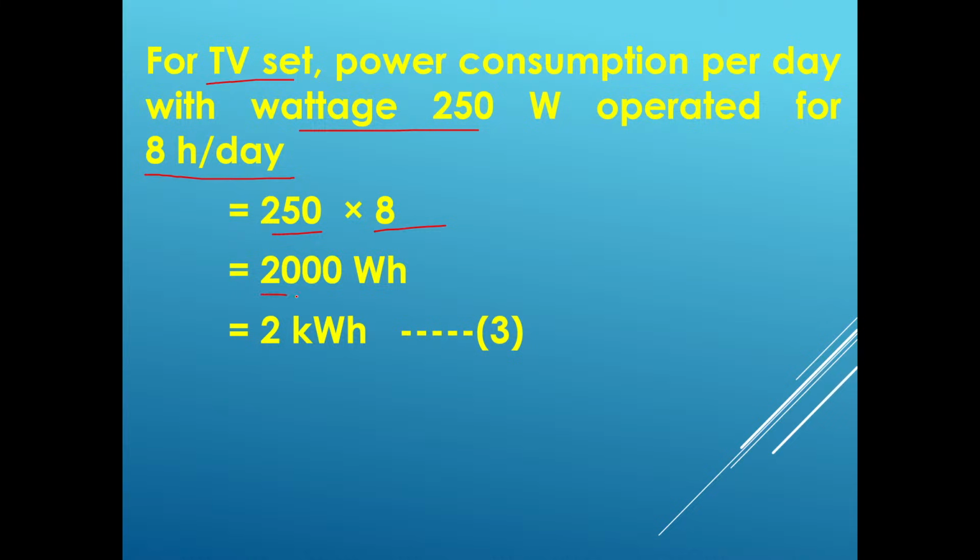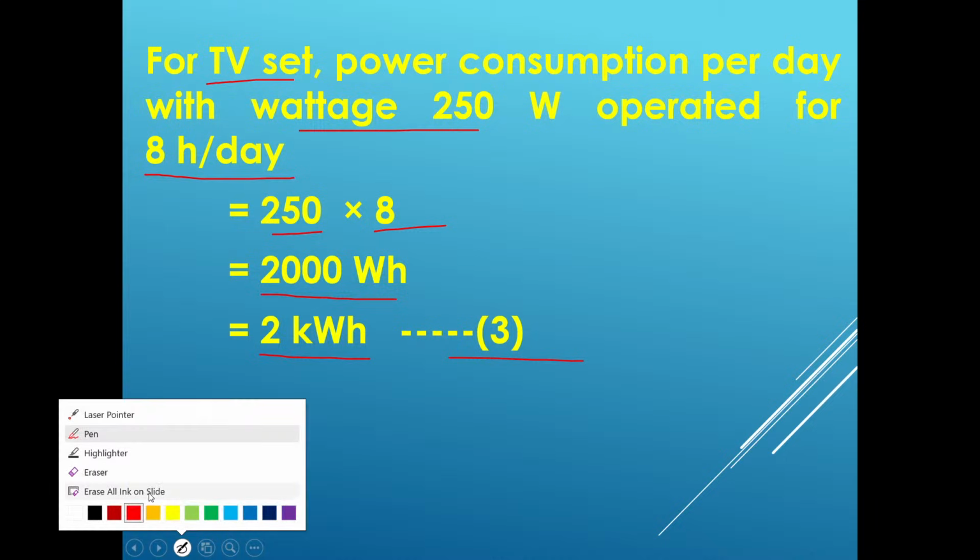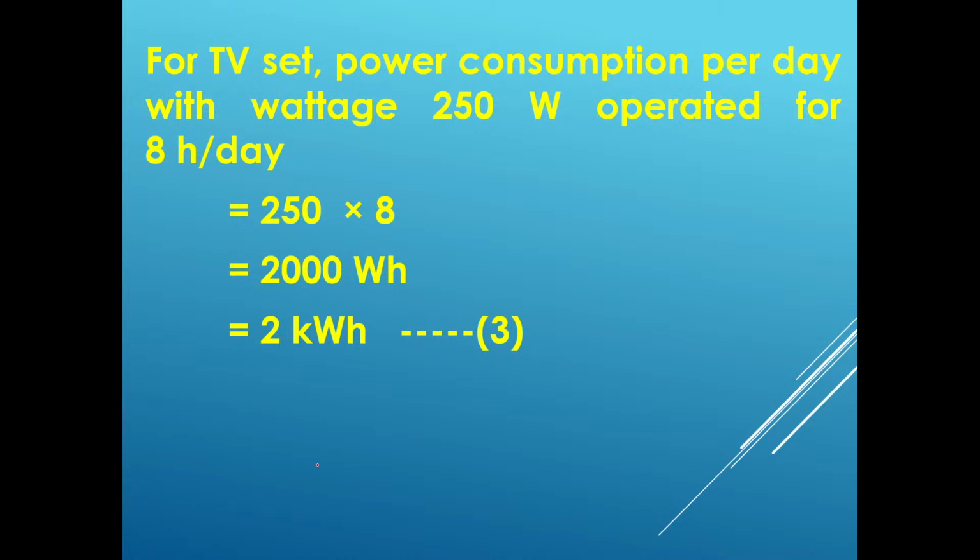So if you just multiply 1 into 250 into 8, you will get 2000 watt hour. Convert 2000 into kilowatt hour, so you will get 2 kilowatt hour. So consider it as equation number 3. Okay, so what is leftover? One more is the induction stove.